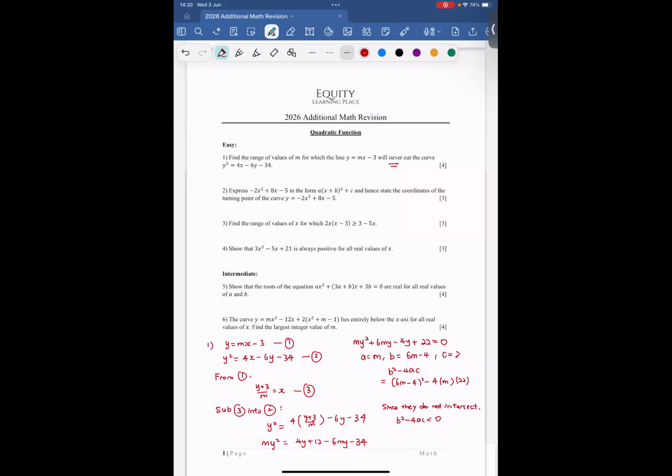Oh no, got mistake, right? This one got m. This one got m. So this is not 22. This is plus 34m minus 12. Please take note.